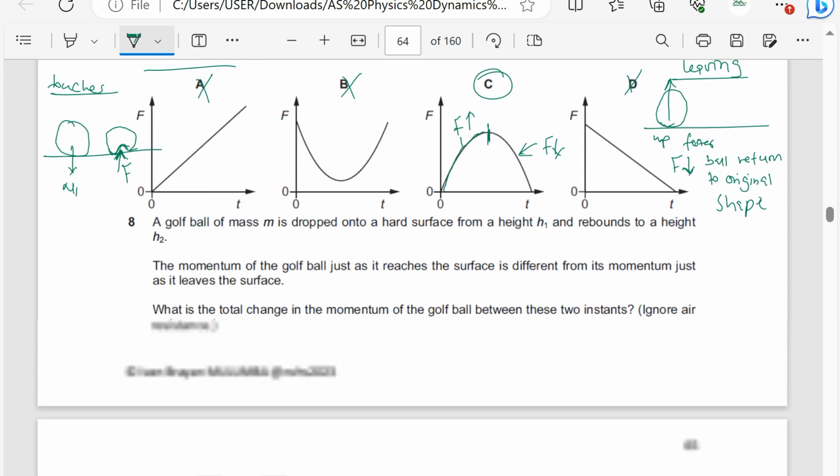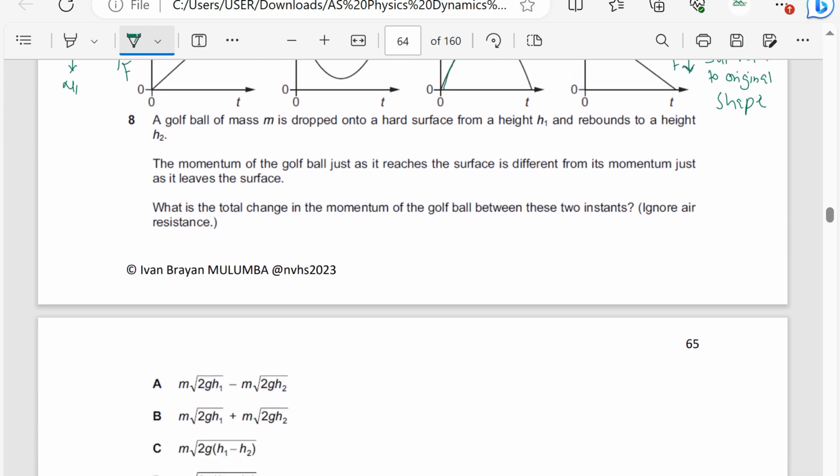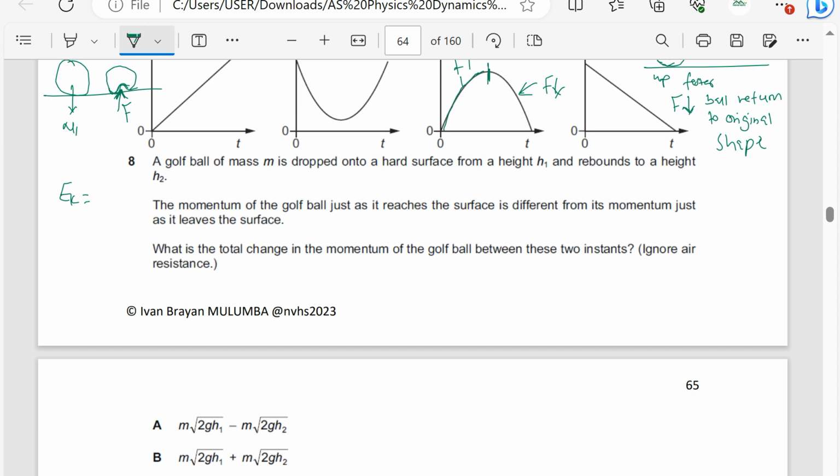And lastly, for this part: a golf ball of mass M is dropped onto a hard surface from a height h1 and rebounds to a height h2. The momentum of the golf ball just as it touches the surface is different from its momentum just as it leaves the surface. What is the total change in the momentum of the golf ball between these two instants? Ignore air resistance. So remember, kinetic energy is going to be momentum squared over 2m. We know that from work, energy, and power.